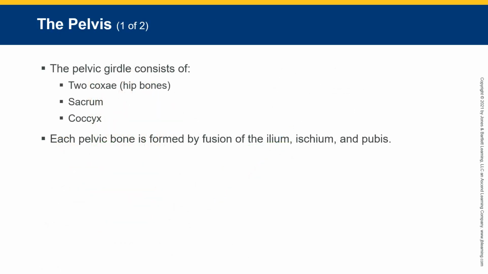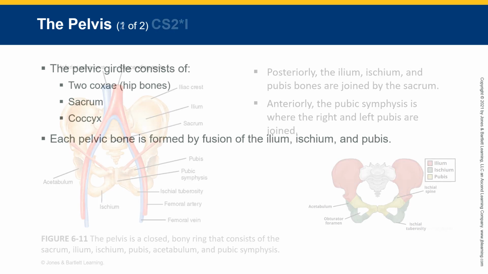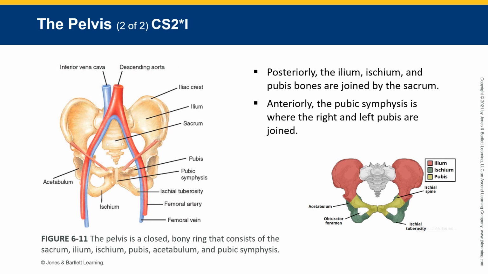The pelvic girdle has two coxae, which are the hip bones, a sacrum and a coccyx, and each pelvic bone is formed by the fusion of three bones: the ilium, the ischium, and the pubis. You can see them here. On the bottom of that, those are connected to the sacrum, and they're also connected to the femur at the acetabulum. We'll talk about the acetabulum coming up.